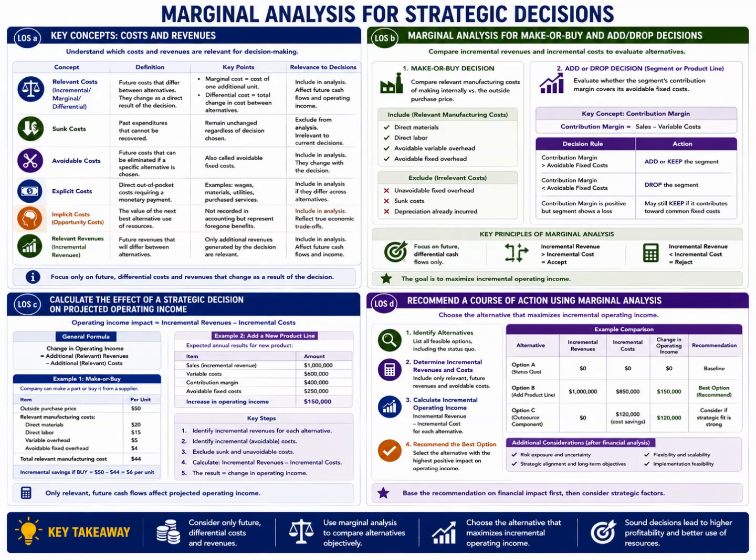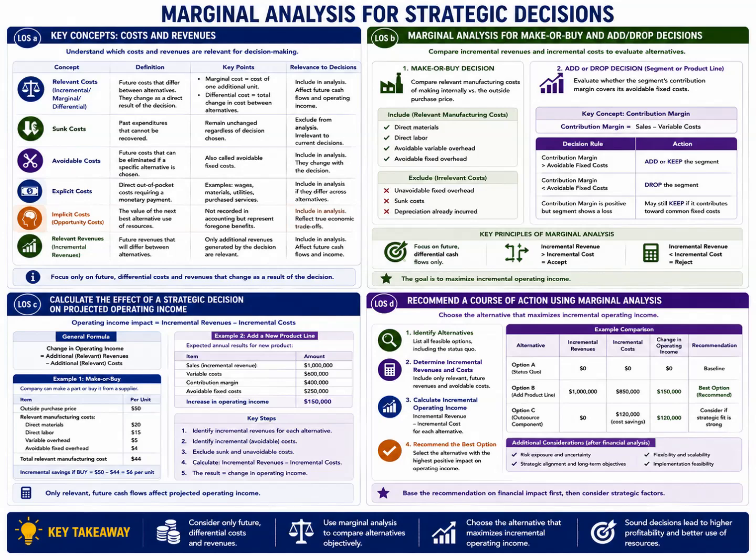LOS B. Demonstrate proficiency in marginal analysis for make or buy and add/drop decisions. Marginal analysis compares incremental revenues with incremental costs to determine the financial impact of alternatives. In a make or buy decision, only relevant manufacturing costs, such as direct materials, direct labor, and avoidable overhead, should be compared with the supplier's purchase price. Fixed costs that remain unchanged are excluded unless they are avoidable.